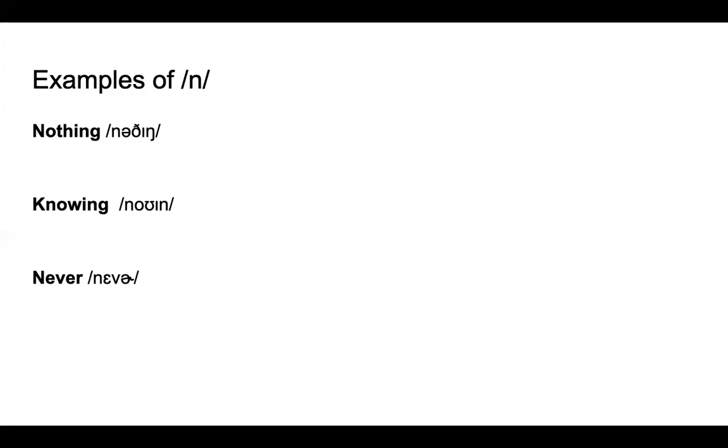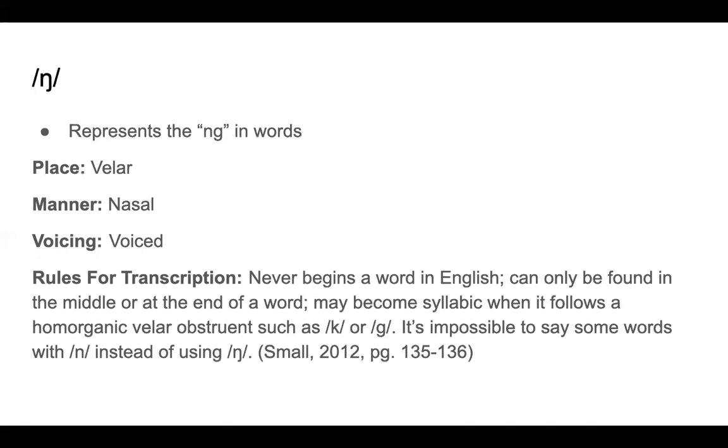Some examples of N would be nothing, knowing, and never. And then I also included the transcription to the right of it. And I also decided to include the special N, or the NG in words, is what it represents. So a good example would be using singing. It's the NG in that sound.